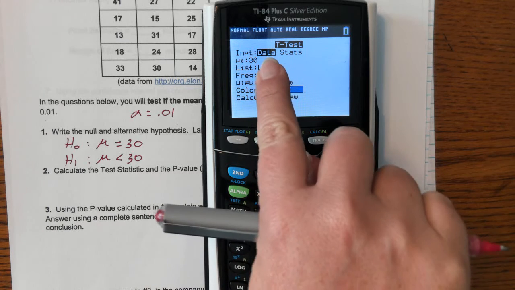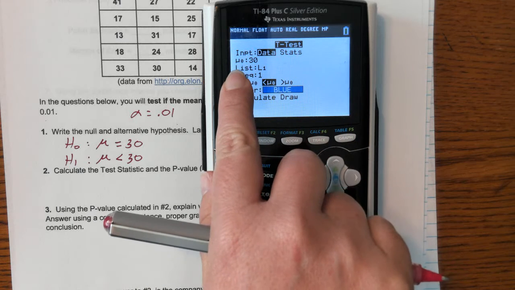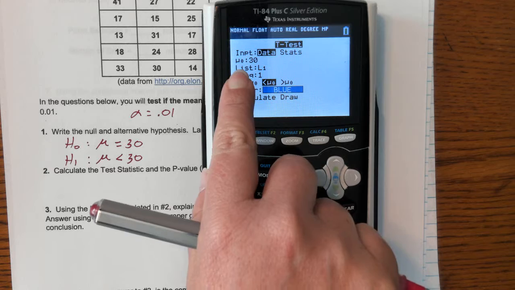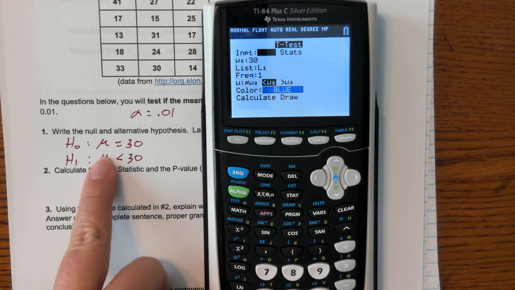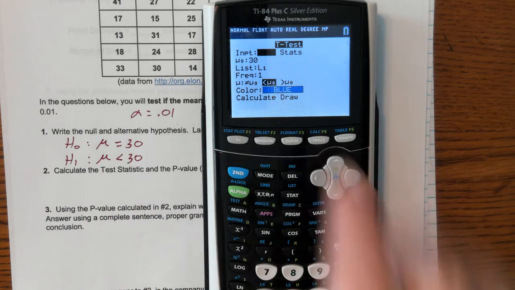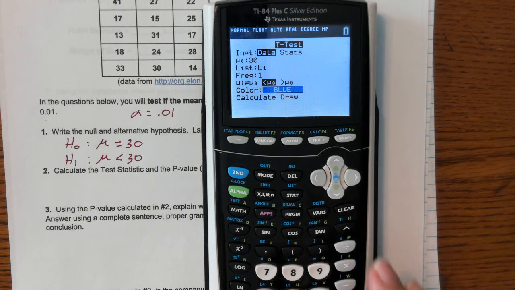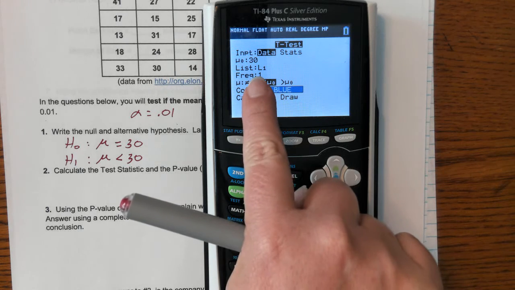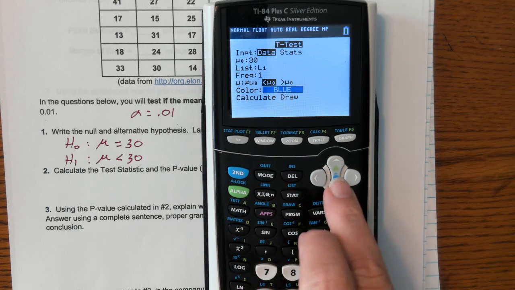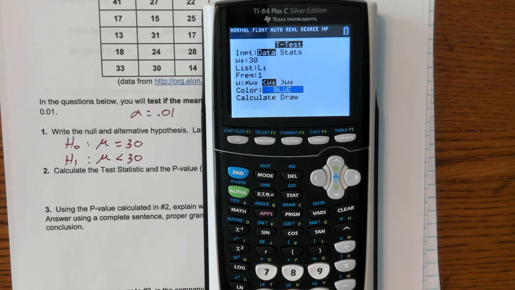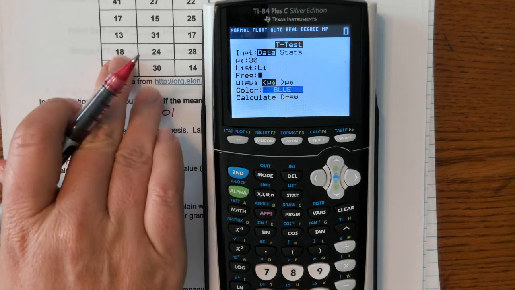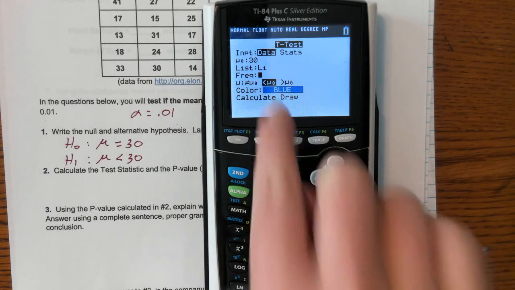the actual data. And so then my mu naught here, the number that I used in my null and alternative hypothesis, is 30. So I'll type that in right there as 30. It needs to know where your data is. Mine's in L1, so I want L1 right there. I push second 1. Frequency, I'm going to put 1. In other words, I just listed each of my 36 cars one time. So I'll leave frequency as 1.